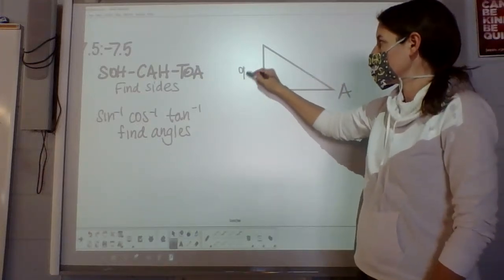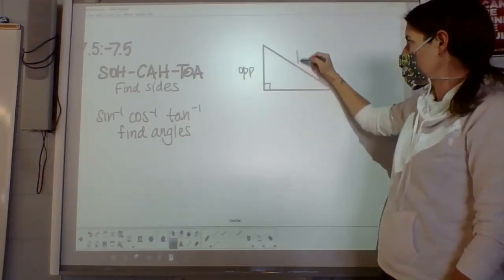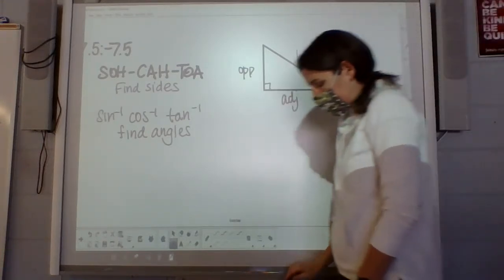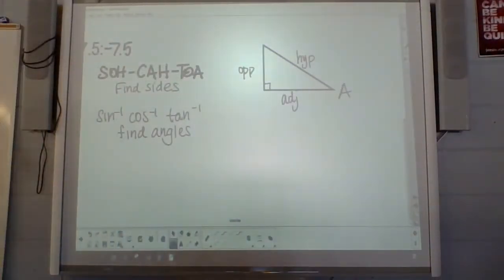And we label everything based off the angle we're looking for, or the angle we know. Just remembering that's where those letters come from: opposite, hypotenuse, and adjacent. And so we're going to look at the examples on the bottom there.